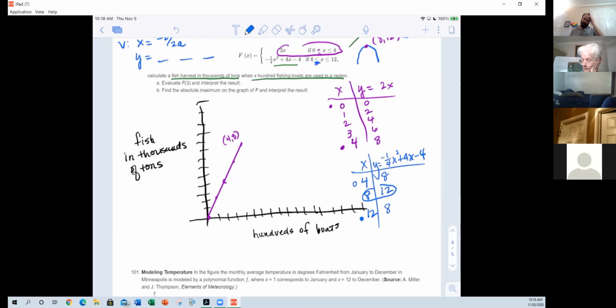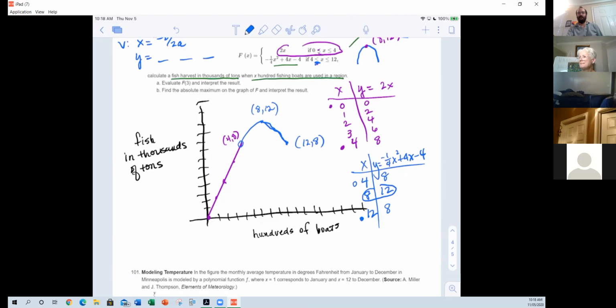So now let's plot those points. So 4, 8 actually just is right there. So it's part of the graph. So, 8, 12. I'm going to pretend like that's right here. And then 12, 8. And we know it's a parabola. Great. So this is what it looks like.